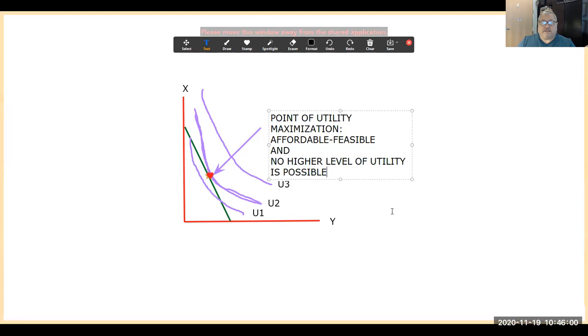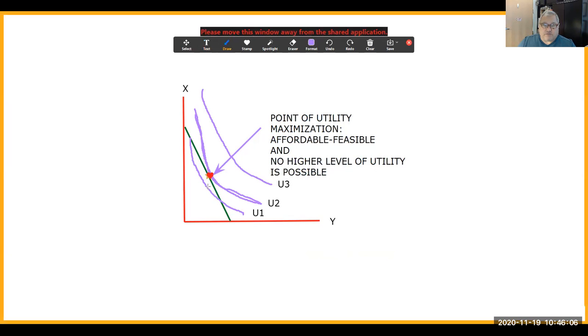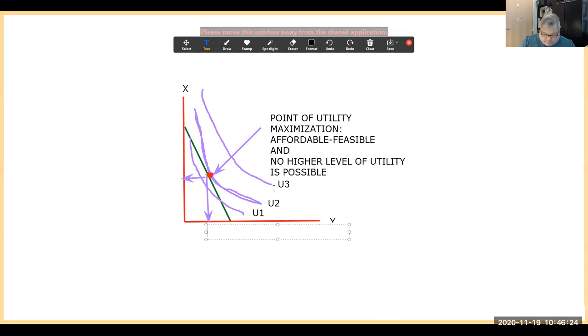What kinds of things can lead to consumers changing the amount of X and the amount of Y they consume ultimately? So notice how this data point where the heart is has two different locations, one for X and one for Y. So this dictates the optimal amount of consumption of X and Y.